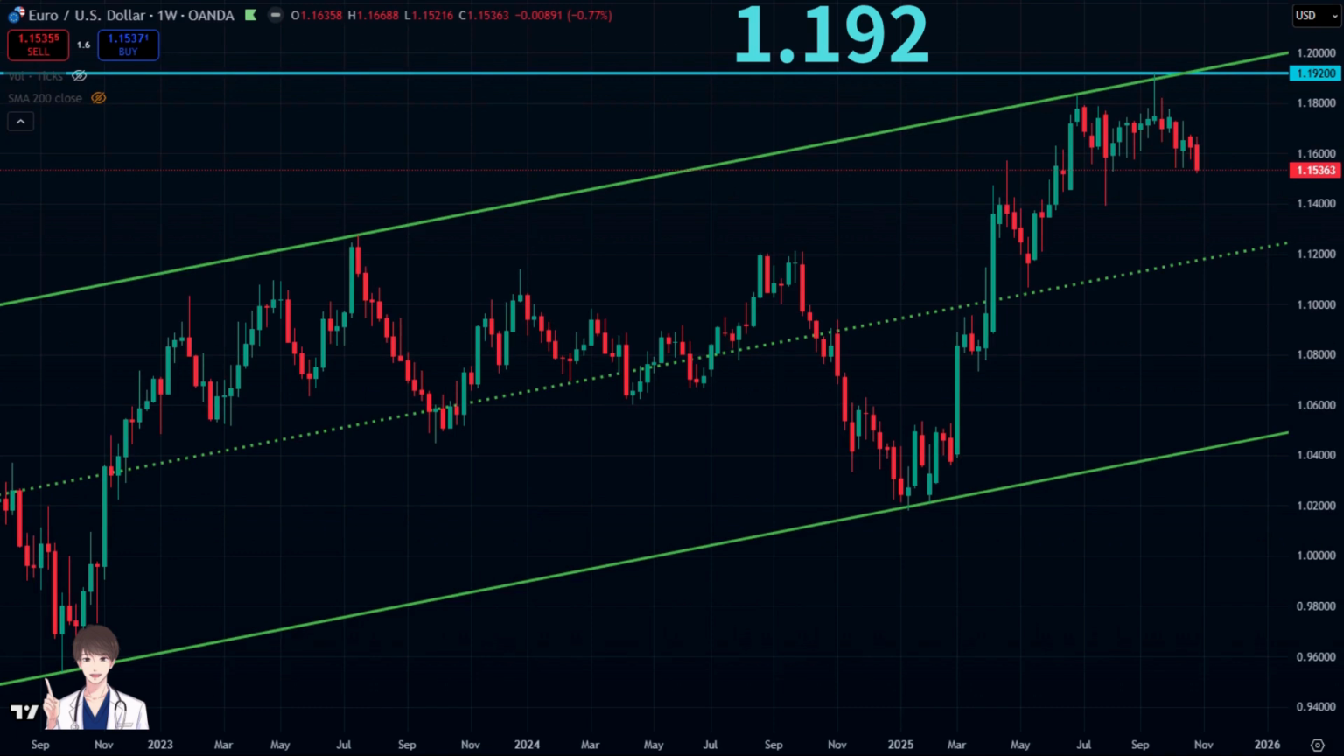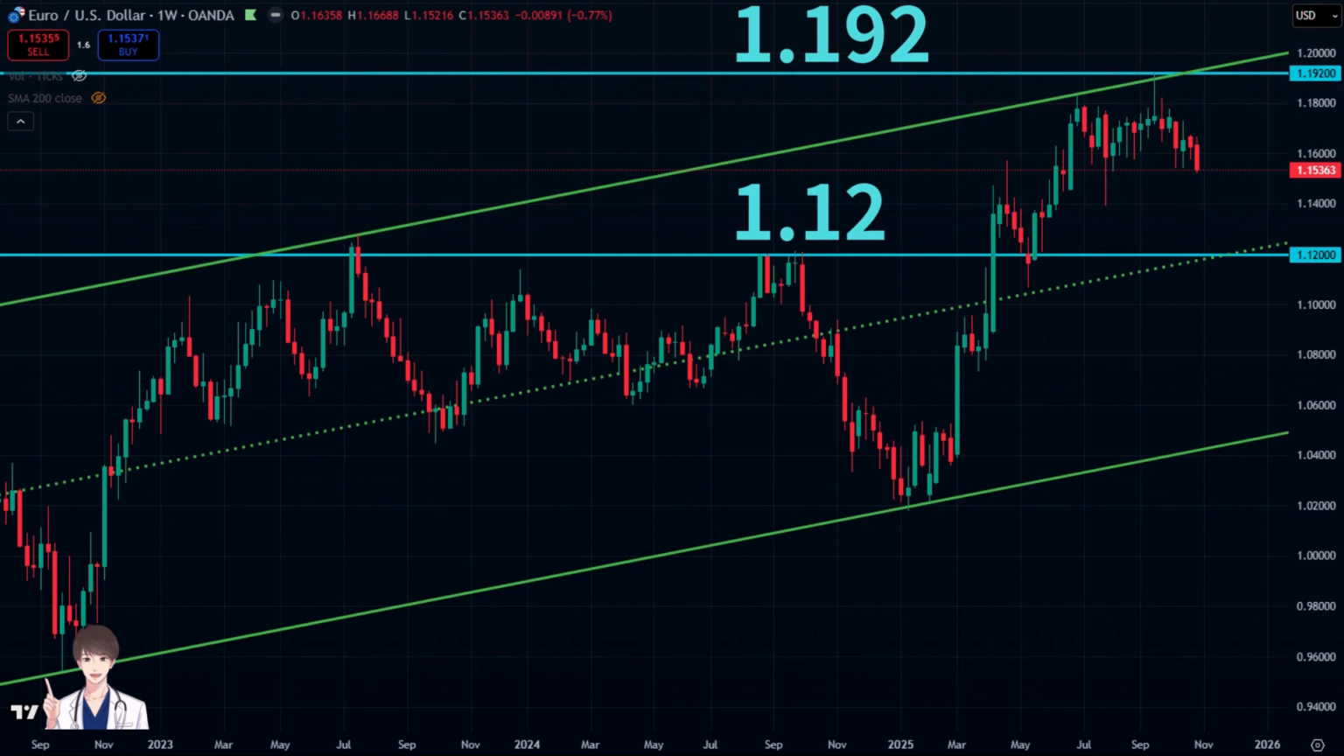To the downside, the major level to watch on the weekly chart is around 1.12, which also coincides with the 38.2% Fibonacci retracement of the move from the start of the year to the July high. A pullback to this area would still be seen as a normal retracement within the uptrend.